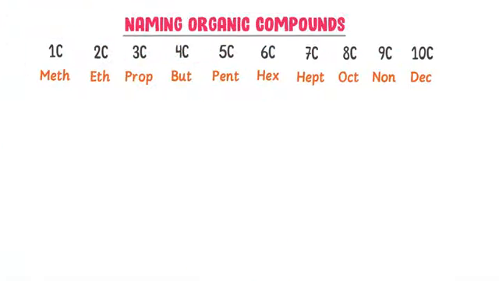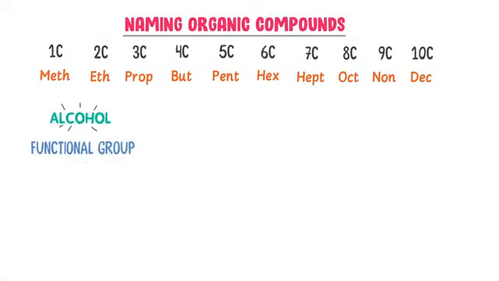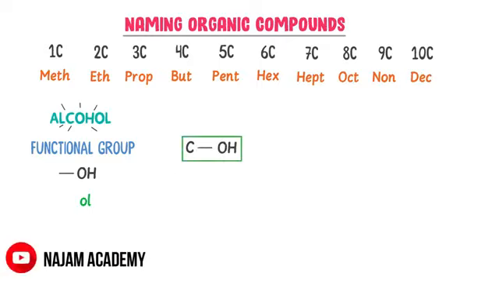Now we are going to learn naming organic compounds of different functional groups. For example, consider alcohol. The functional group of alcohol is OH. We use "ol" for alcohol while naming its compounds. For example, consider a single carbon atom forming a single bond with OH. Now this whole thing is alcohol because it contains the OH functional group.